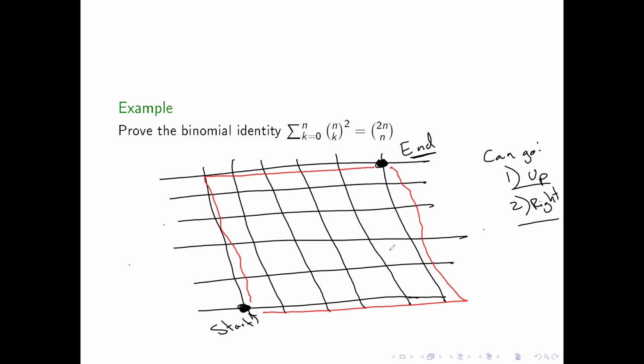How many total? How many up? How many right? That would be the same. 5 and 5, so 10. Okay.